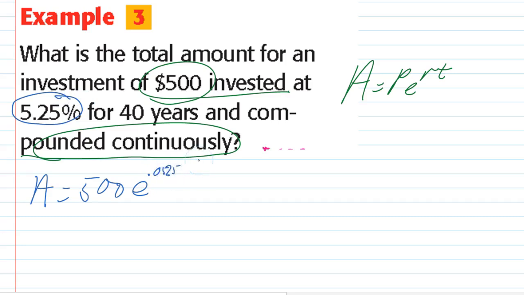0.0525 times our time, which was 40 years. Simply plug it in your calculator, which gives you a dollar amount of $4,083.08.